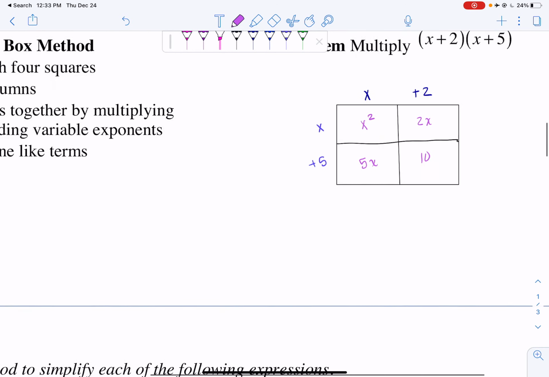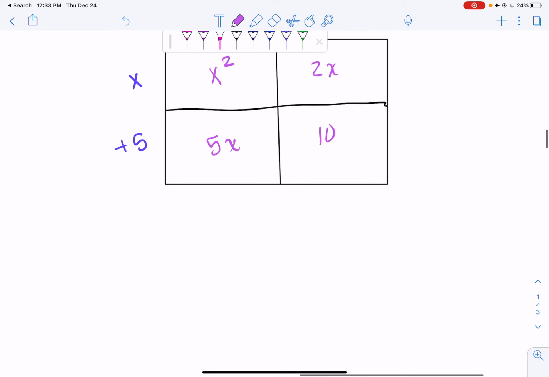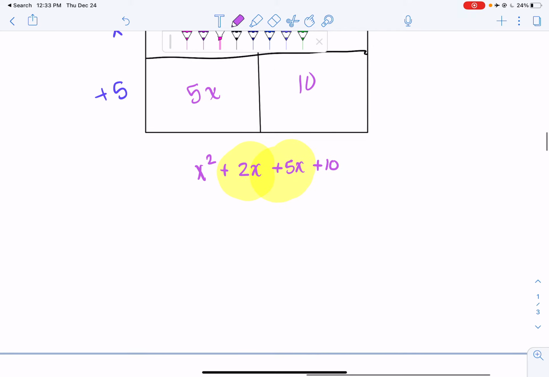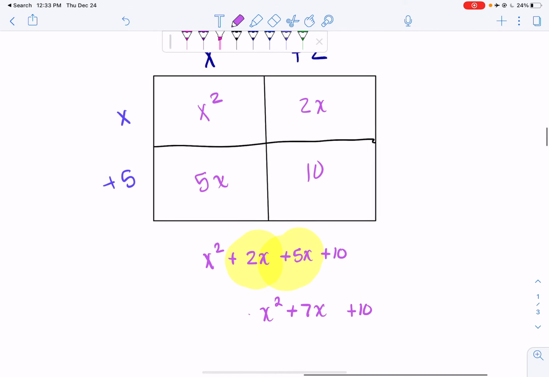Now we're going to rewrite everything from that box. So I'm going to have x squared plus 2x plus 5x plus 10. And if you notice, the two terms in the middle are like terms. I'm going to combine them. What's 2 plus 5? 7. So my final answer is x squared plus 7x plus 10. That's your final answer.